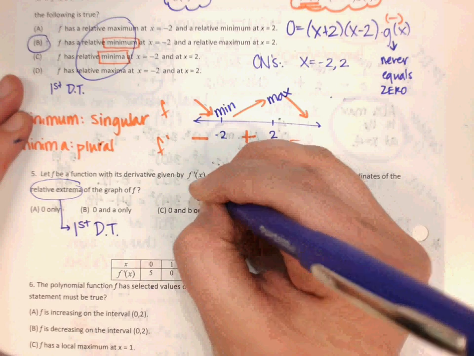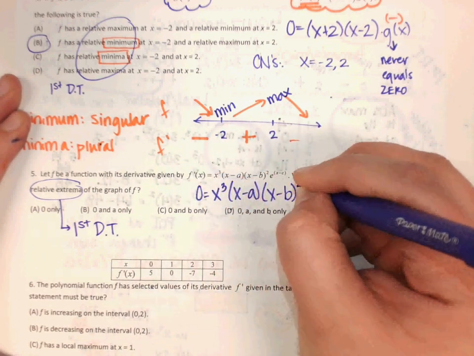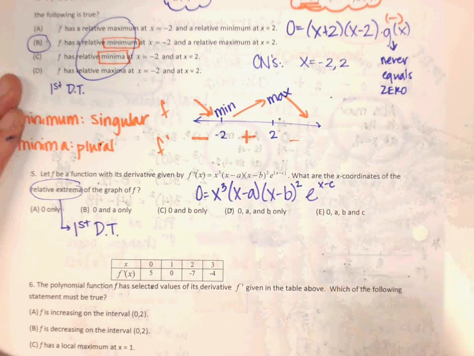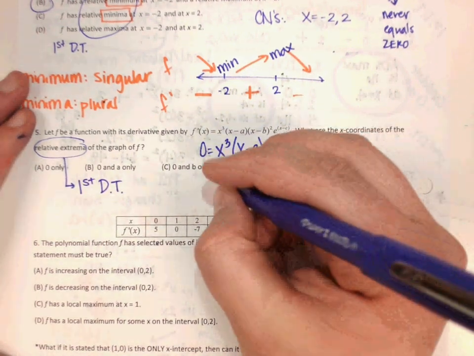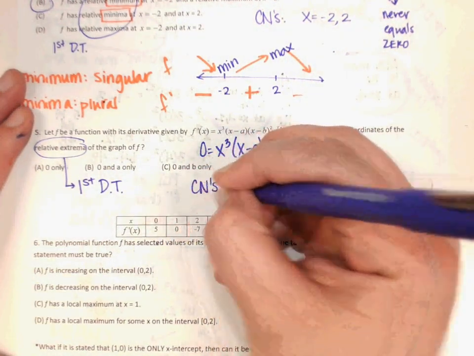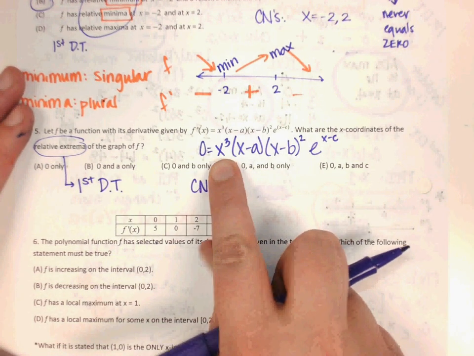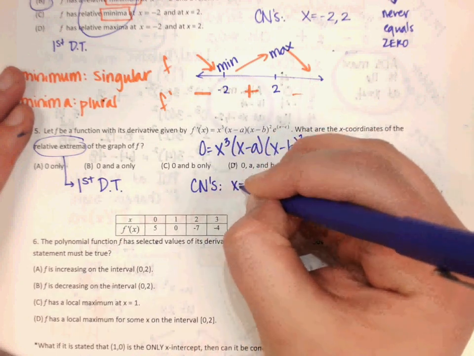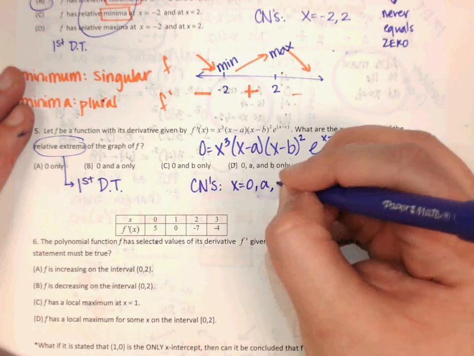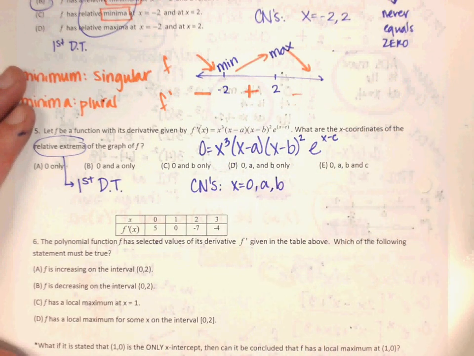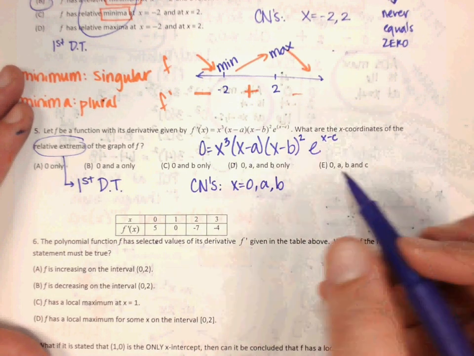So 0 equals x cubed, x minus a, x minus b squared, e to the x minus c. Okay, what are my critical numbers? That's a, and a, b. Okay, now what about this x in the front though? 0. So x in the front gives me a 0. X minus a gives me an a. X minus b gives me a b. Now let's talk about e. E to the x minus c, can that ever equal 0? No. So it's only these three.